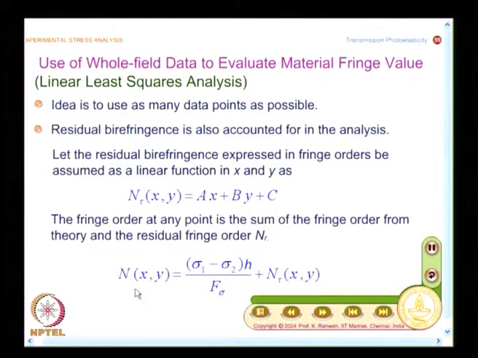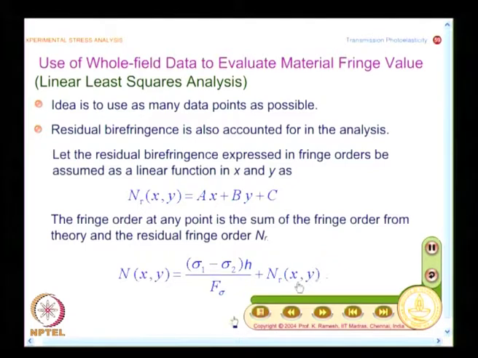So, if I have the fringe order at a position x comma y, it will have 2 terms, one term contributed by your analytical expression, which is completely known. If I know the material stress fringe value and if I know h, the value is known. Our focus is to find f sigma, and you can find an expression from an analytical method for sigma 1 minus sigma 2. And to this we add, at a point of interest, a residual birefringence NR of x comma y.